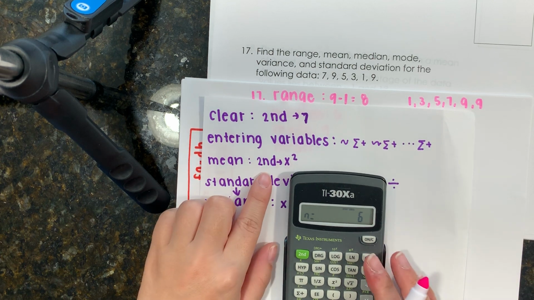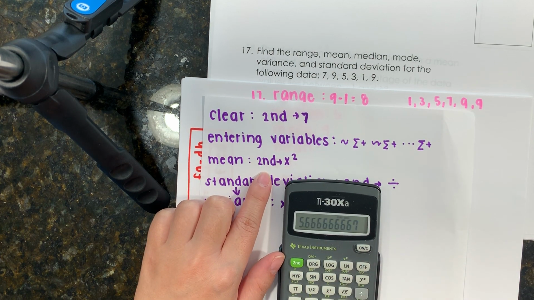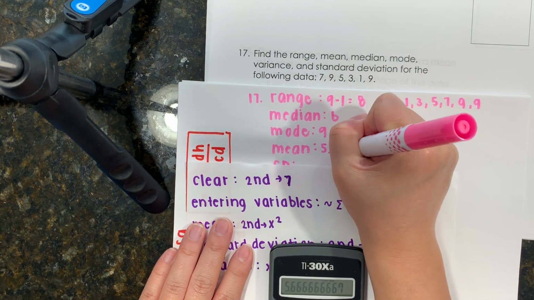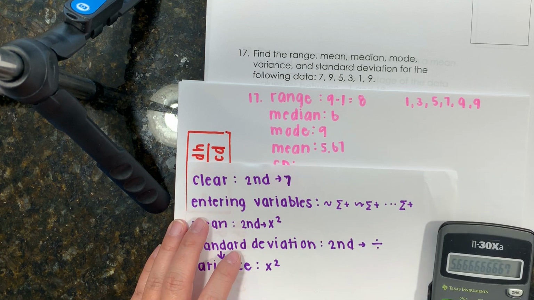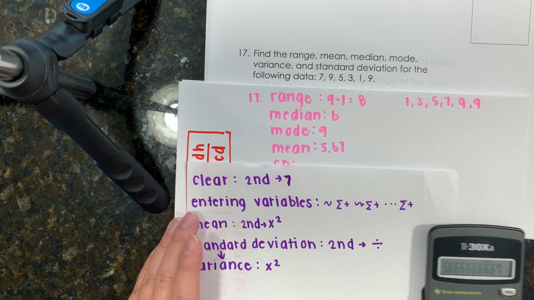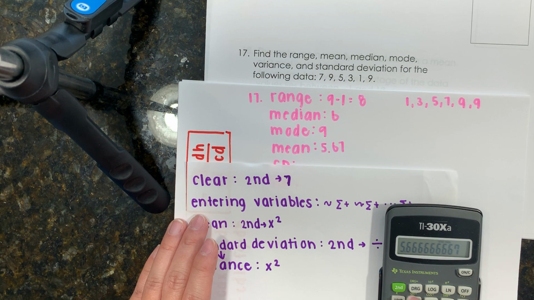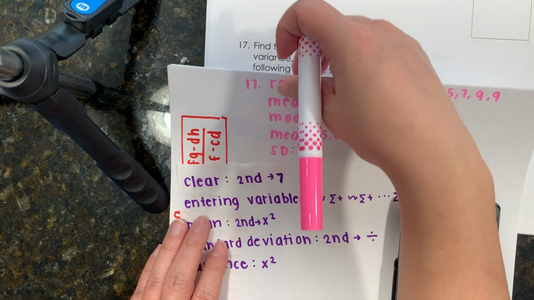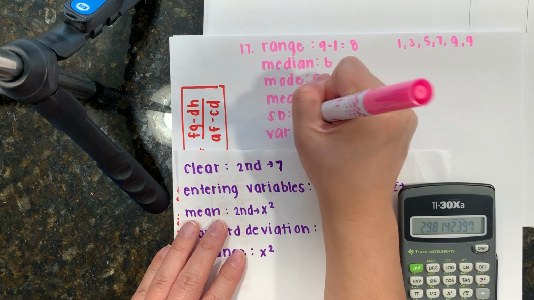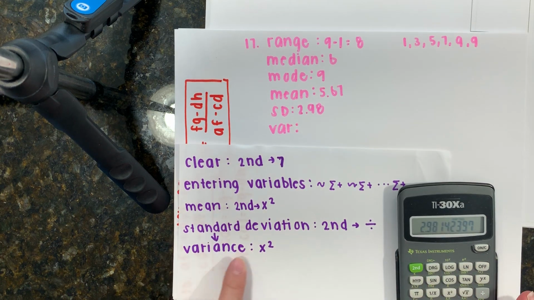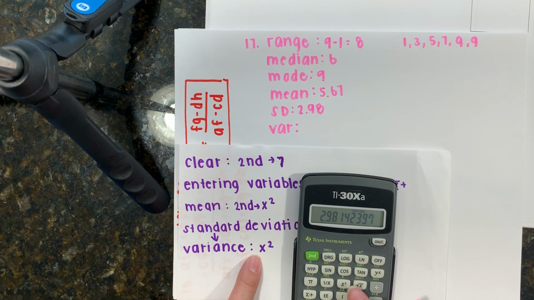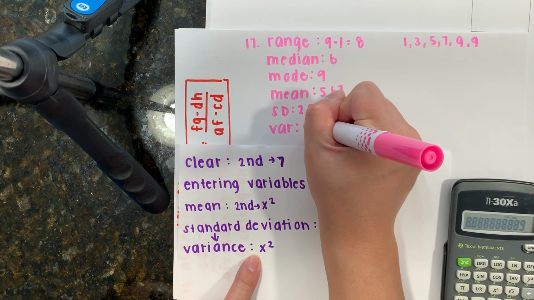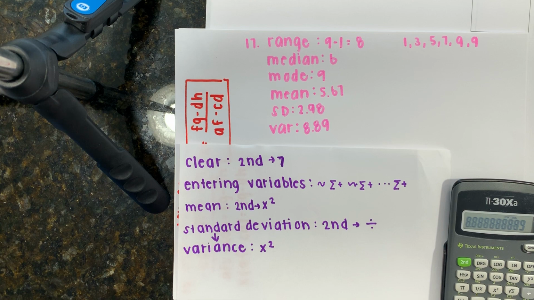Now I'm going to find the mean, I'm going to do second x squared. That means the mean is going to be 5.67. For the standard deviation, I'm going to do second divide, which gives me 2.98. And then I'm going to do my variance, which means I just need to square the standard deviation. And that gives me 8.89. And those are my results for number 17.